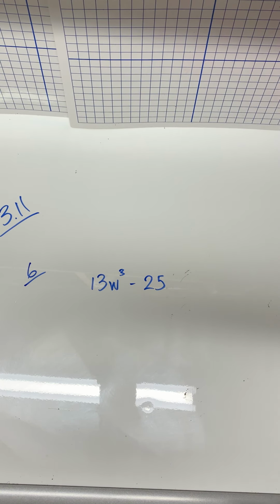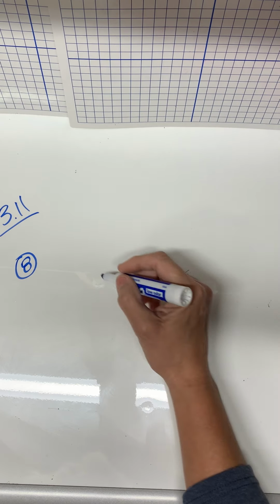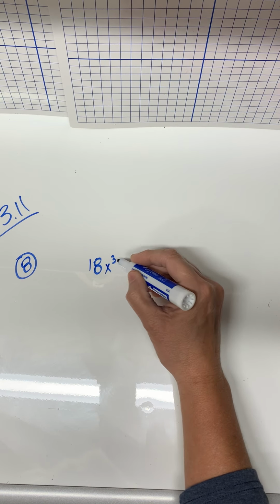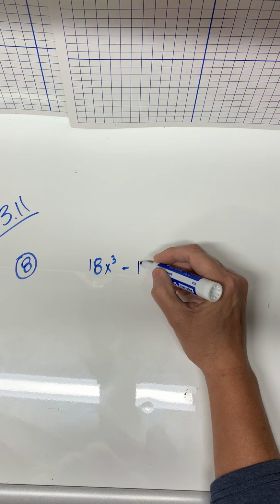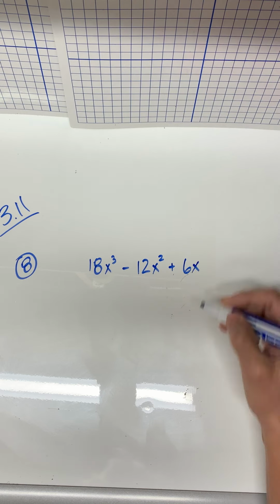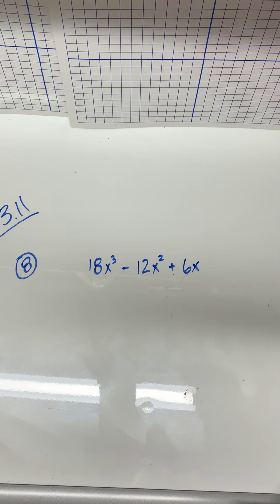Okay, number 7 is similar to what we were doing. Let's quickly look at number 8, because it just has 3 terms instead of 2. So I have 18x to the 3rd minus 12x squared plus 6x, and they want me to factor the GCF.